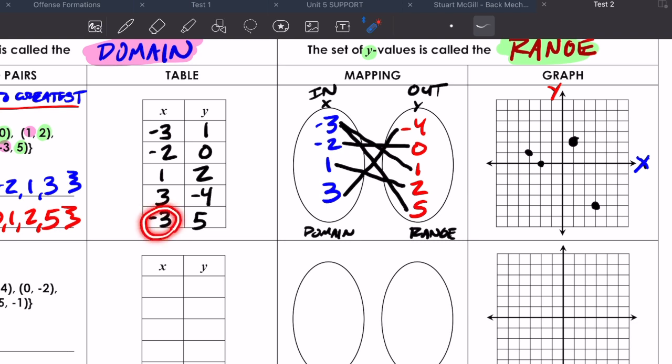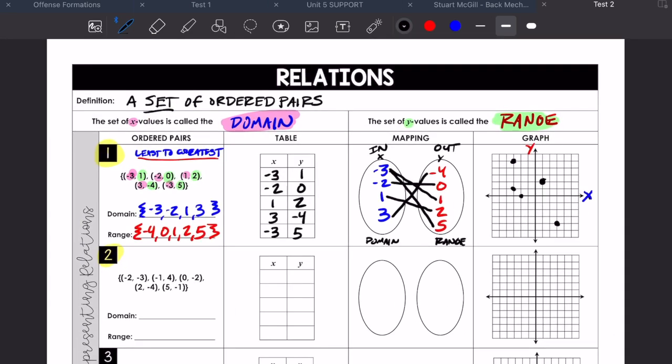direction is left and right. So left 3, and up or down, +5 is up. So left 3, 1, 2, 3, up 1, 2, 3, 4, 5. Booyah, right there. Oh, cool. Everybody good with how to put relations on a graph?